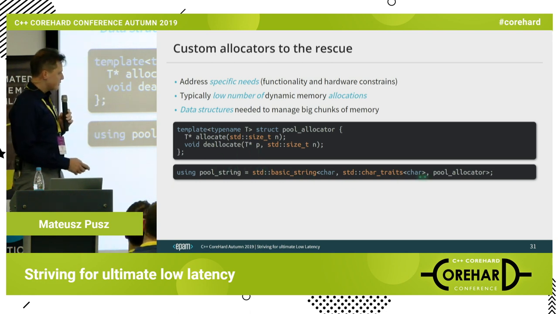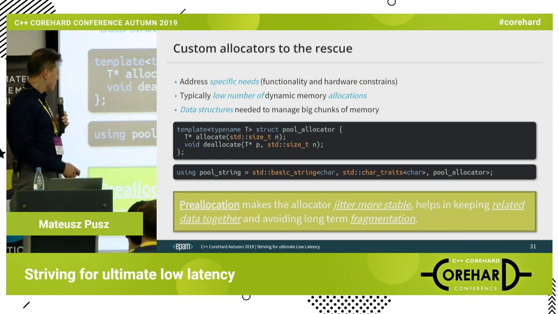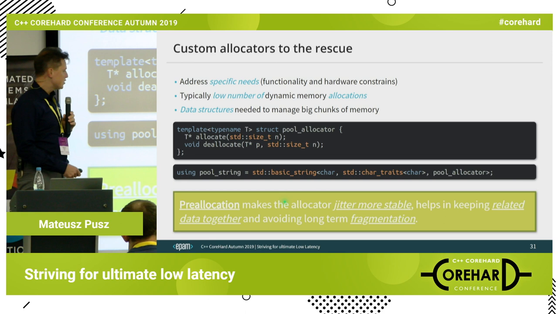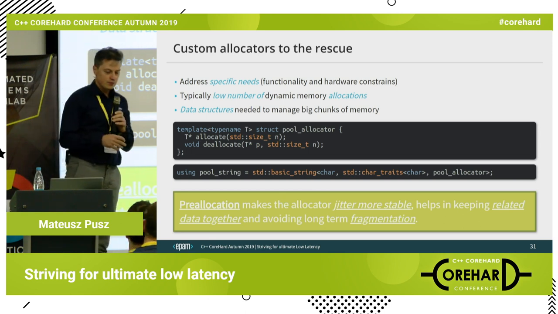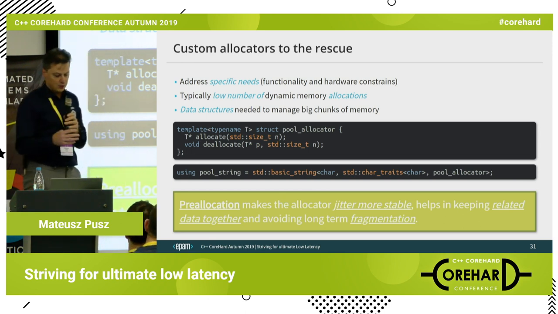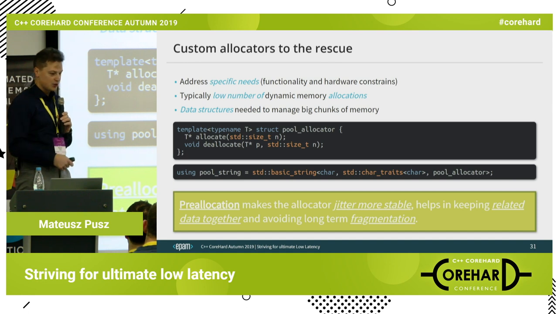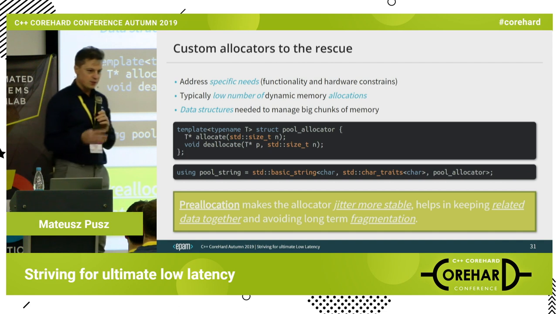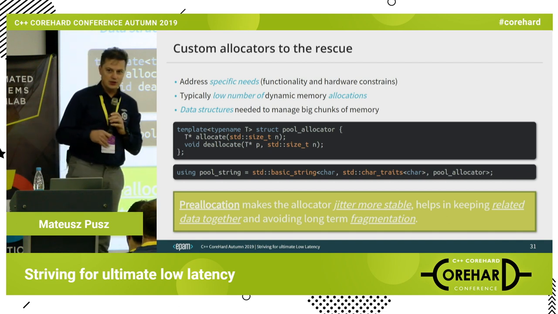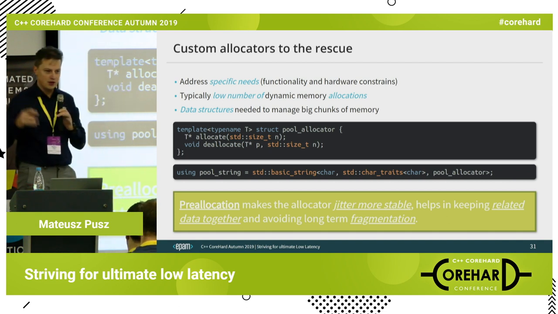And then you can provide your own allocator to a string and alias this as a pool string and just use it in your code. Pre-allocations in this case make the jitter more stable because you are not referring to dynamic allocations to the kernel pages anymore. It also keeps related data together, so it's better from a cache friendliness perspective. And it also limits the fragmentation because you're not working on all the memory at once.